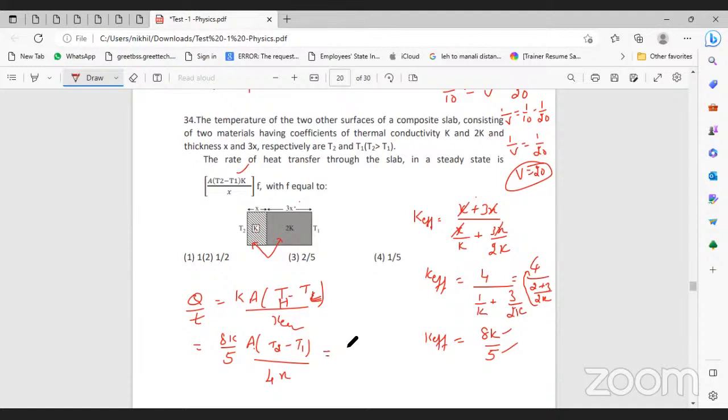So if you simplify this, 4 ones are 4, so 2 times K by 5 into A into T2 minus T1 divided by X. A is there, T2 minus T1 is there, X is there, and K is there. In the place of F, we have 2 by 5 here. So what will be the value of K here? The value of K is 2 by 5. So which is the right option? Option 3 is the right answer.